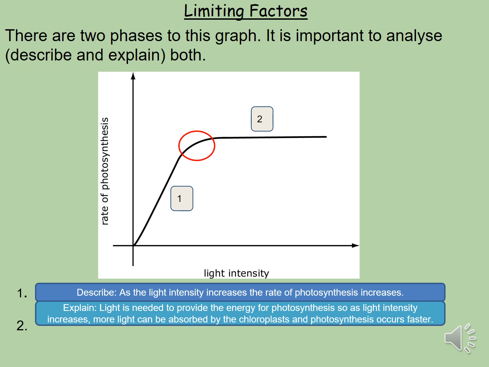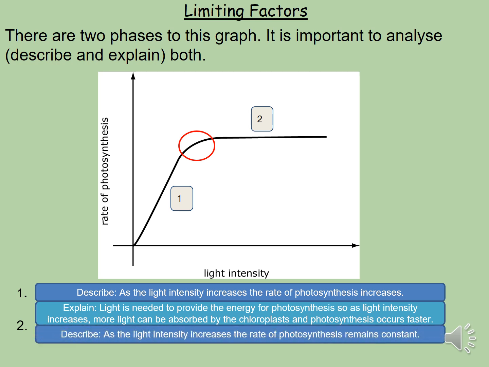Moving on to phase 2, we now see as light intensity increases, or as we go towards the right of the graph, the rate of photosynthesis doesn't go up anymore. The words we use for this is that it remains constant. You can say stay the same, and you probably would get the mark, but try and get used to using the language that is the level of detail that you need. So going through the description, as the light intensity increases, the rate of photosynthesis remains constant.